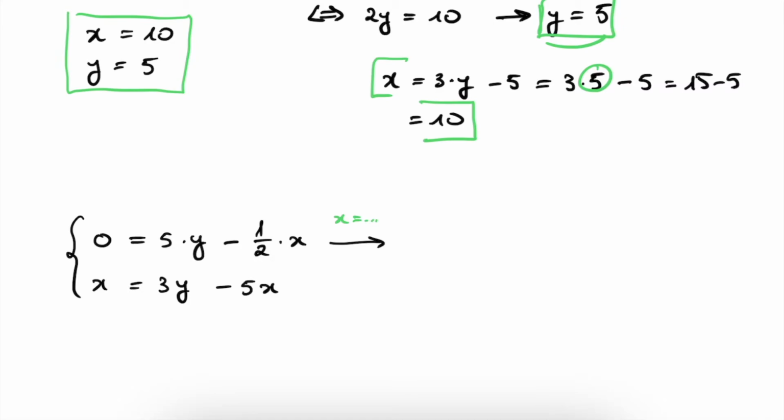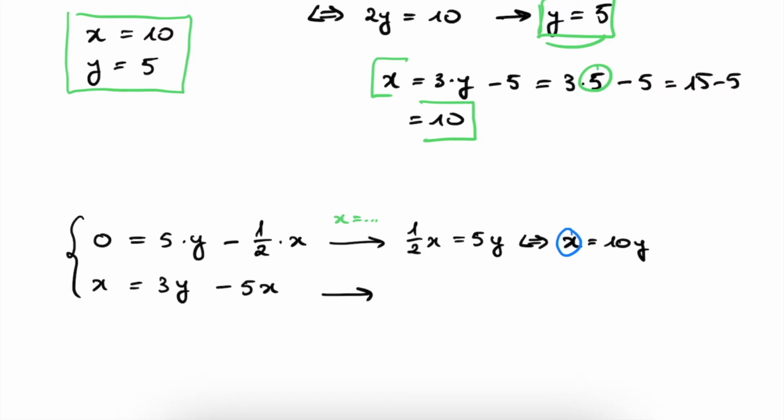To do this, we first take this term and we bring it to the other side of the equality sign. So we have 1/2 x is equal to 5 times y. And then we multiply both sides by 2. So we get x is equal to 10y. And this is our first step of solving this system of equations.